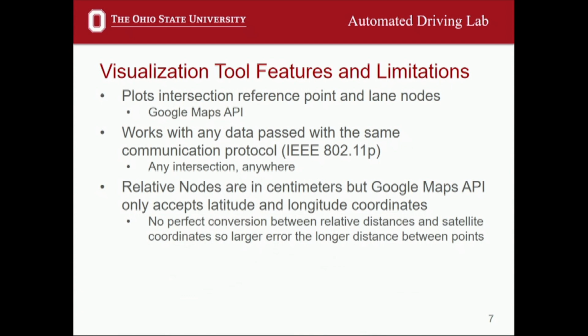One main limitation of this is that unfortunately the relative nodes data is given in centimeters, but the Google Maps API only accepts latitude and longitude, and mainly anything you're trying to plot on a global level needs to be in latitude and longitude. And there's not really a perfect conversion between those. So over shorter distances, it stays relatively accurate with some rough conversions, but lots of error starts to accumulate over longer distances, over a kilometer or two.